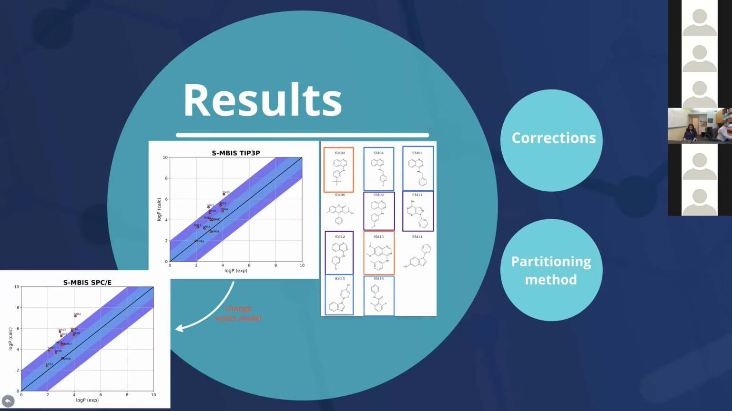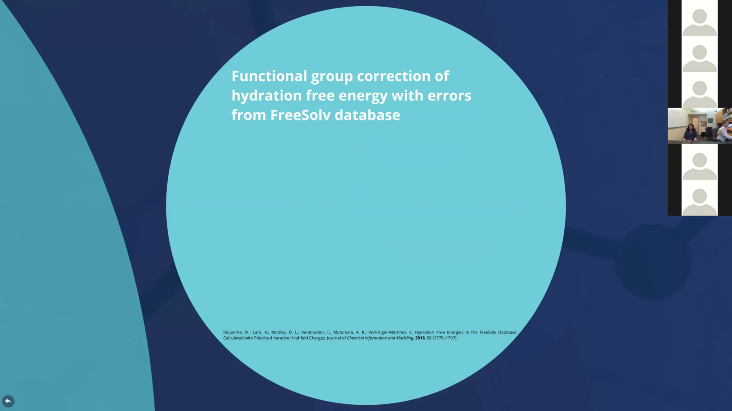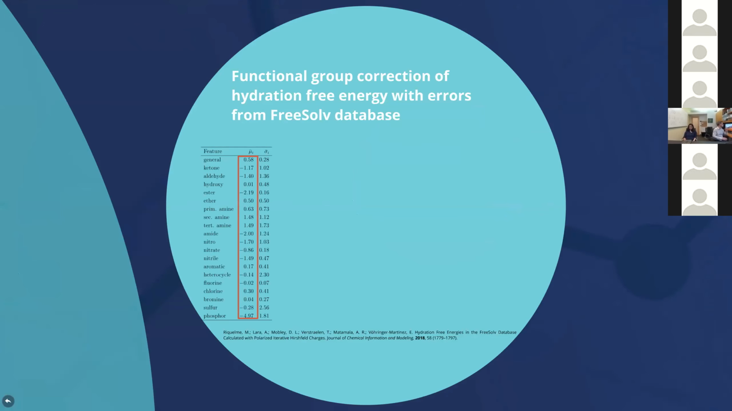As I said, we had some experience from the hydration free energy calculations, and there the data set was 613 molecules. So we had statistics which we thought we could use to look a little bit closer at these logP results. What we did, and that was proposed in this paper, is that for each functional group we had a correction, which we derived from these hydration free energy results. And this is all shown over here.